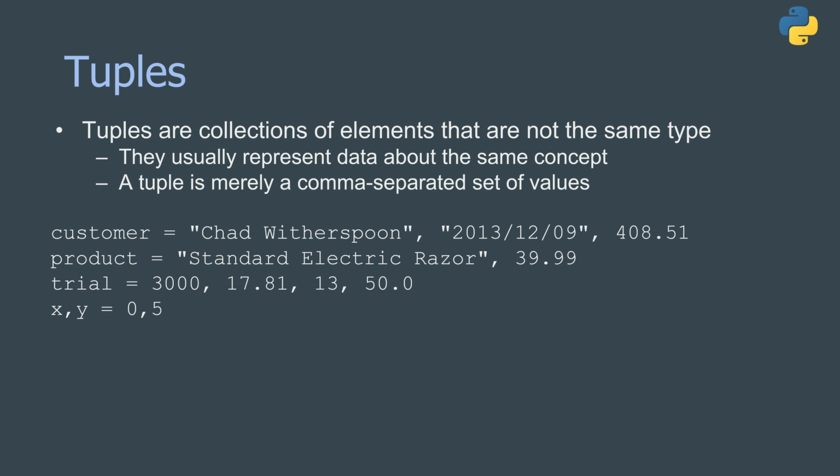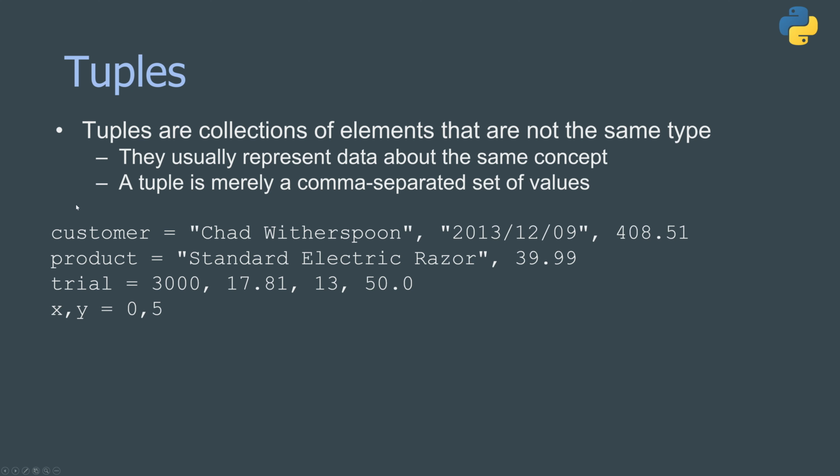Those are its different components, and you can use the square bracket notation to get the individual components out of there. So customer square bracket 0 will give Chad Witherspoon, for example. But with x, y, instead of just putting a single variable on the left-hand side of the assignment statement, I put two of them there. And that allows me to set x equal to 0 and y equal to 5. And this allows you to break up a tuple into its individual components.